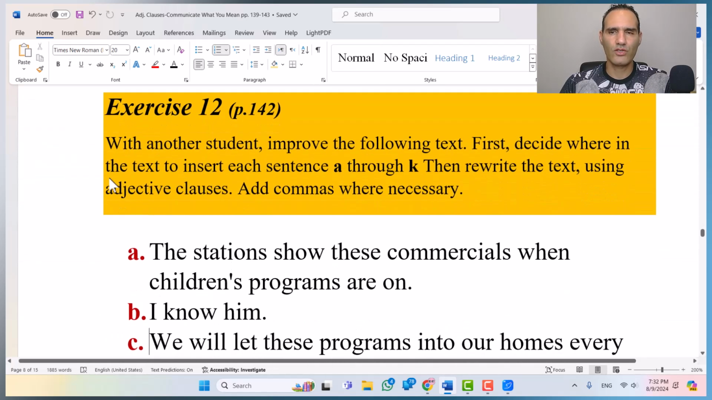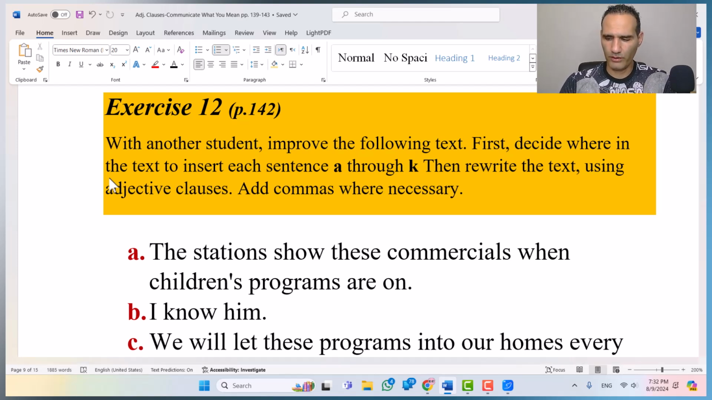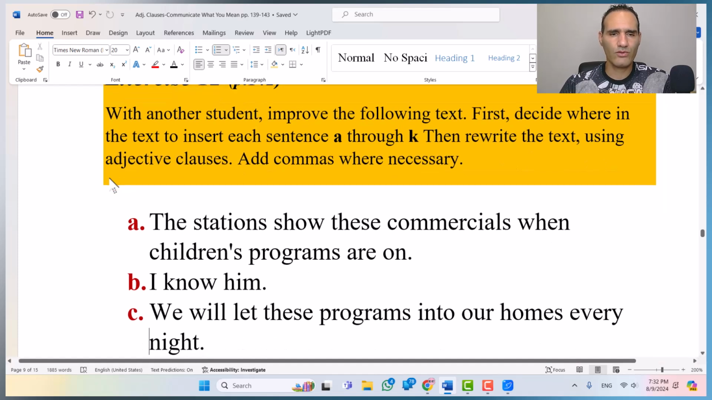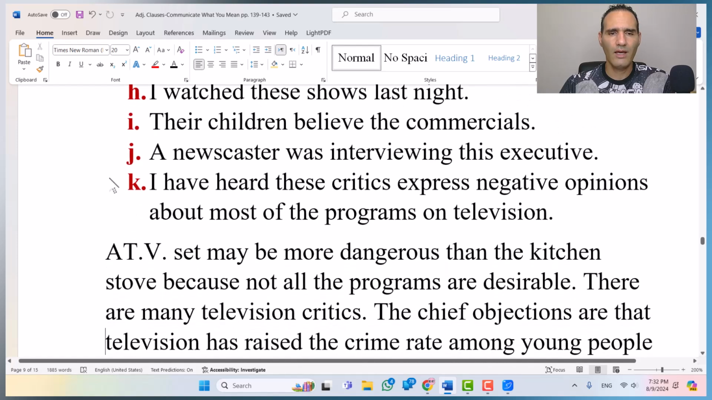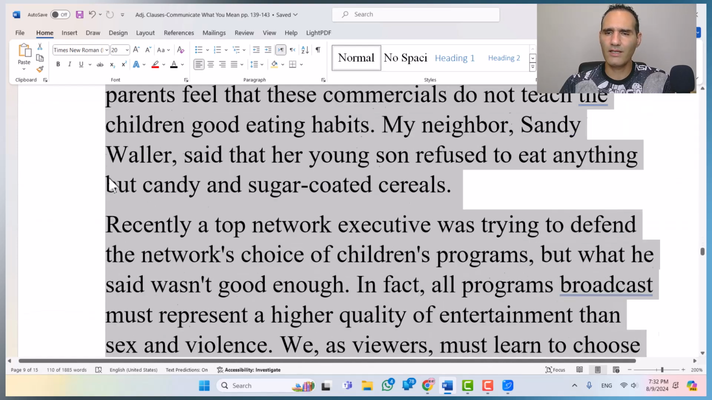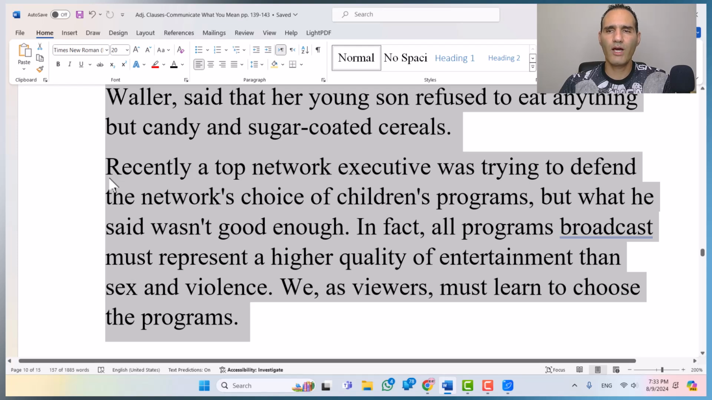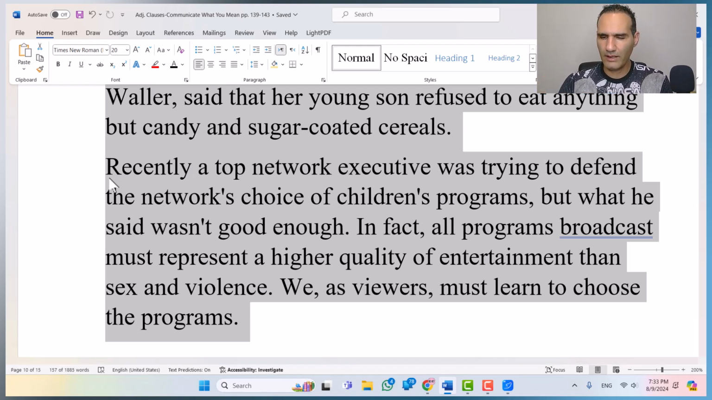And now exercise 12, page 142. It is a text which is not that coherent. By adding some adjective clauses in the middle of the sentences, we are going to contribute to the cohesion of the text. Statements or sentences A to K, and the text is here. The text is okay grammatically, no problem, but it is choppy. The sentences are not smoothly linked together.